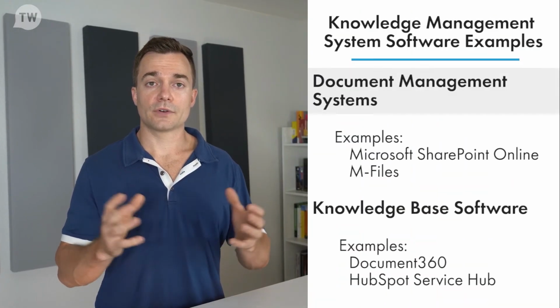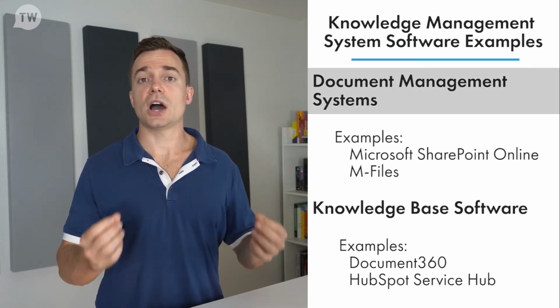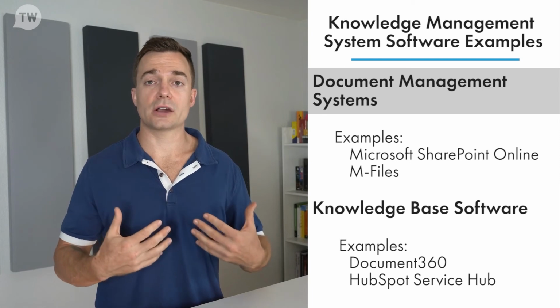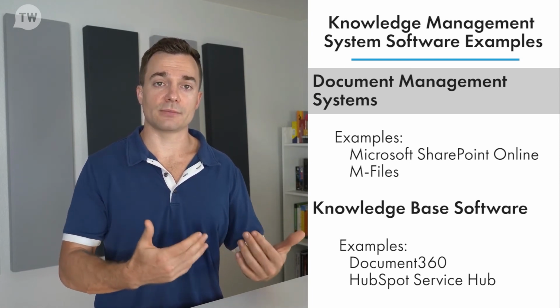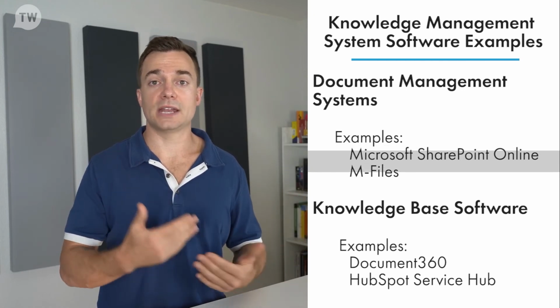Now, here are some examples of knowledge management systems that you may want to put in place. Now, there are many different types out there, so make sure to find the one that's most relevant for the challenges that you're looking to solve. First, we have document management systems. A document management system is a software that you can use to capture, store, share, and retrieve electronic versions of documents and digital images. Some examples are Microsoft SharePoint Online and M-Files.